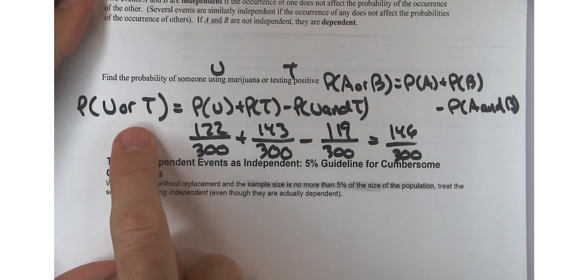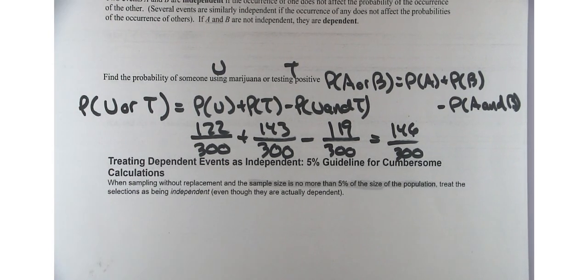But this is on a test, sorry. Yes, go ahead. On a test, do we have to write it fully out like that, or could we just do 122 plus 24 over 300? 122 plus 24 over 300. That's a good question. Let's see, 122 plus.